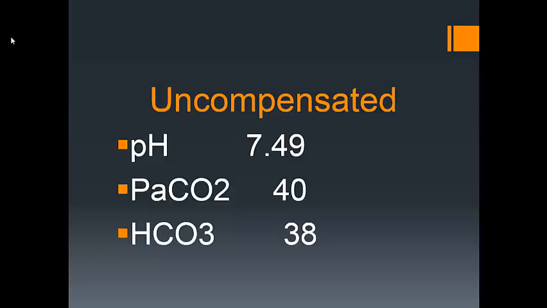The value not matching the pH, the PCO2, is what's going to compensate for that abnormal bicarbonate. So the lungs are going to compensate for the kidneys. However, it is a normal value. The lungs have not started to compensate for this metabolic alkalosis.